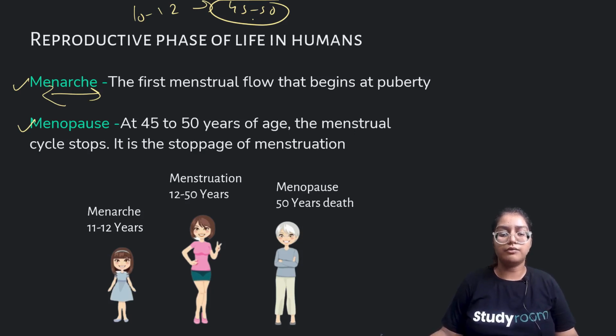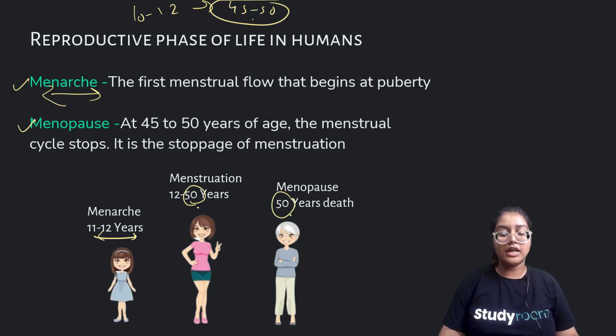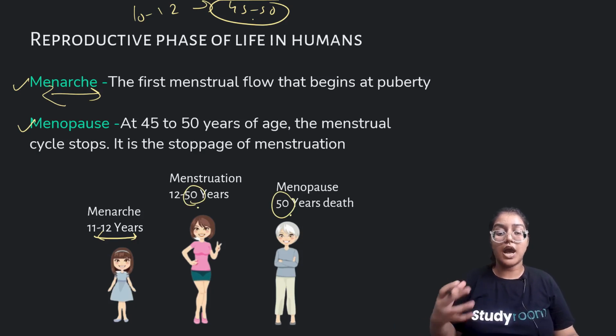So 45 to 50 years of age. You can ask your grandmas and your mamas about it. They'll teach you more about menopause, menstruation, menarche. So menarche is at 11 to 12 years when the menstrual cycle starts. Menstruation happens till the age of 50, and menopause stops after the age of 50. So this was about the menstrual cycle and the reproductive phases which happen in the case of female.